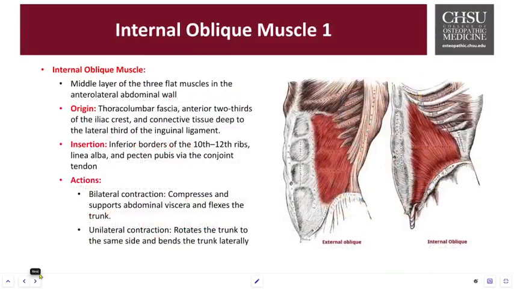Now let's take a look at the internal oblique. This muscle helps stabilize the inguinal canal, and its aponeurosis joins the transverse abdominis to form the conjoint tendon. Weakness here can contribute to inguinal wall defects. This is the middle layer of the three flat muscles. The origin comes from the thoracolumbar fascia, the anterior two-thirds of the iliac crest, and the connective tissue to the lateral third of the inguinal ligament. Its insertion goes to the borders of the 10th to 12th ribs and the linea alba. The main action is as follows: it compresses and supports the abdominal viscera, flexes the trunk, and also rotates the trunk to the same side and bends the trunk laterally.